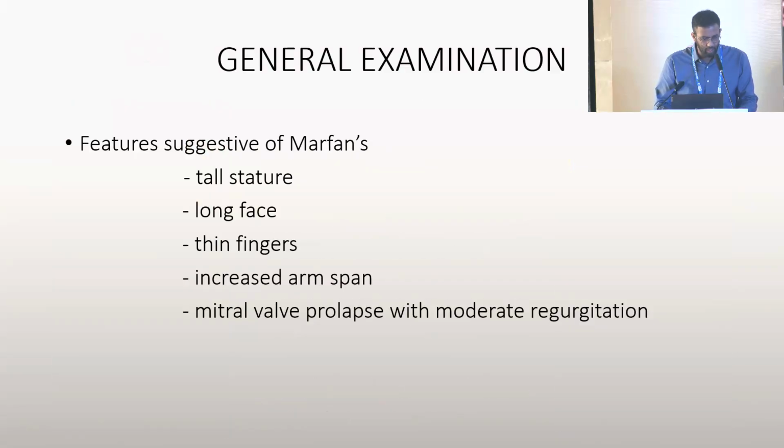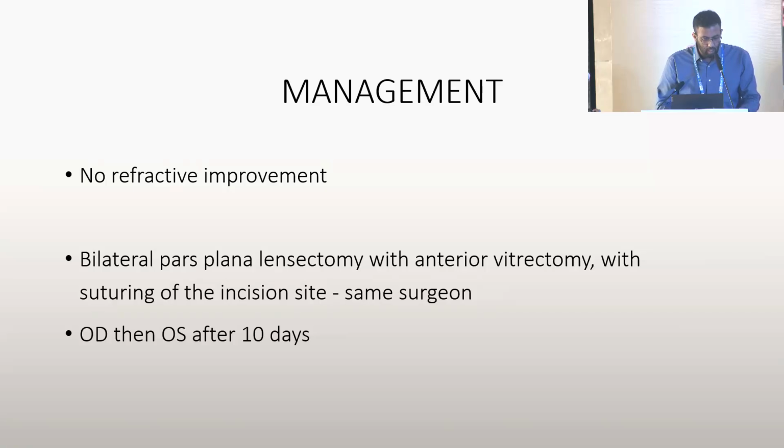On general examination, all the features were suggestive of Marfan, such as a tall stature, long face, thin fingers, and increased arm span, and the cardiologist reports showed a mitral valve prolapse with moderate regurgitation. As there was no refractive improvement, a bilateral pars plana lensectomy with anterior vitrectomy was planned with suturing of the incision site. Both eyes were operated by the same surgeon. The left eye was operated after the right after a gap of about 10 days.